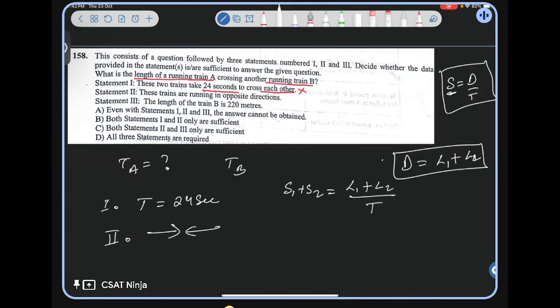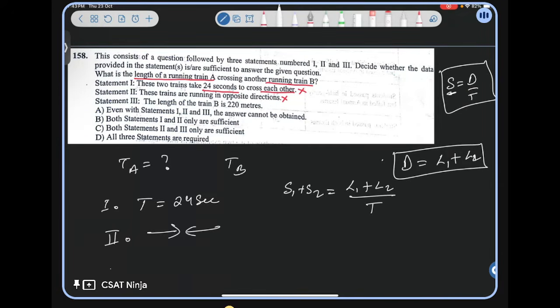Using statement number 2 also, I won't be able to answer. Statement number 2 itself is just about direction only. There's no data, nothing there. But one thing we can understand is, by using these two, I can get a relative speed. But I don't know the answer there. So let's check statement number 3 also. What does statement number 3 say?